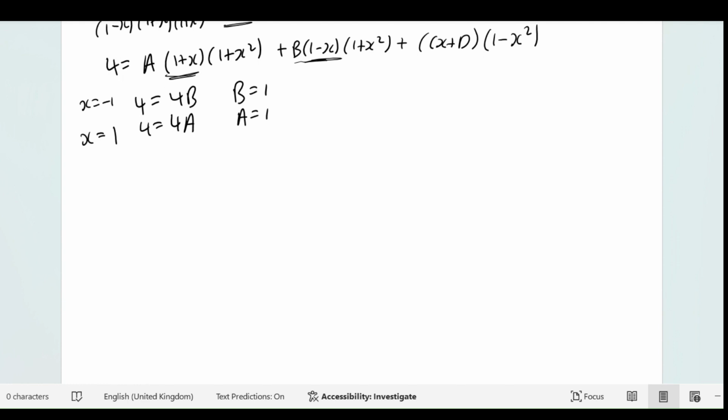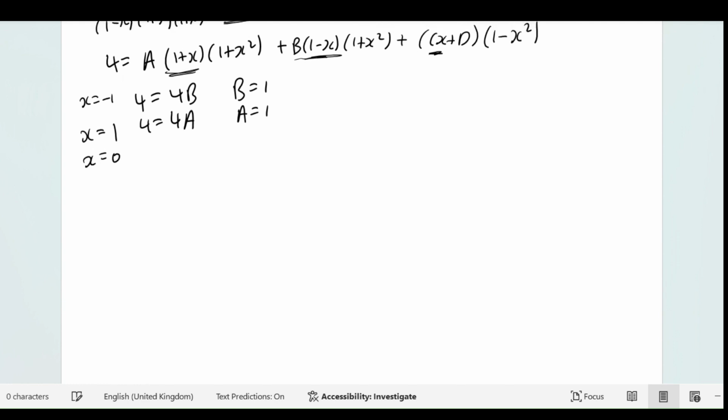And then there's no way to cancel A and B now, so we'd have to use the fact that A and B are 1. What I'd do is try to get rid of this C term here, so that I have just D, because I already know A and B. So I'll put x is equal to 0 for now.